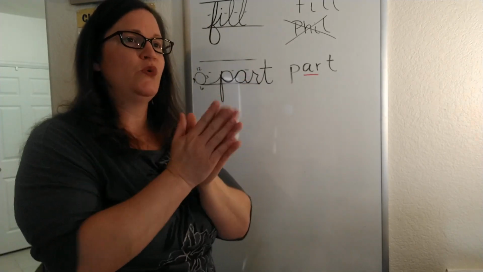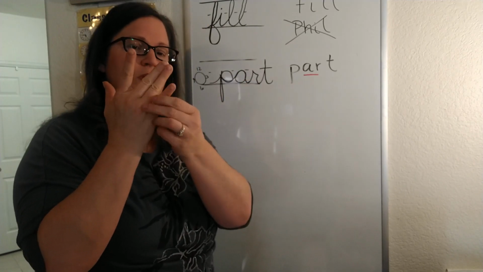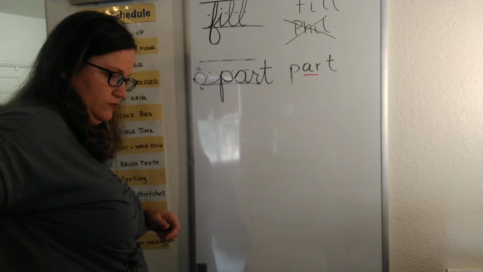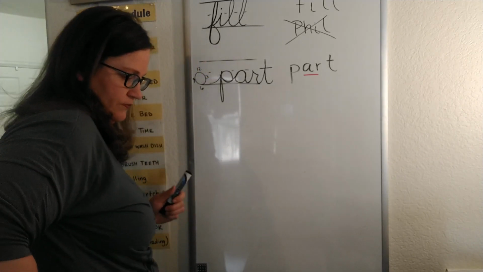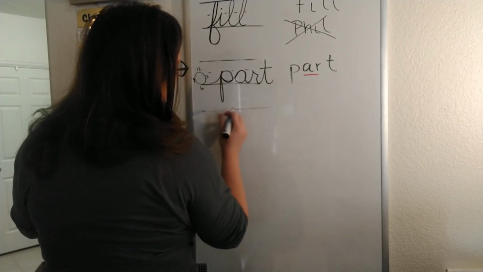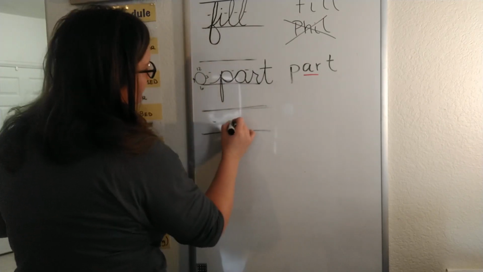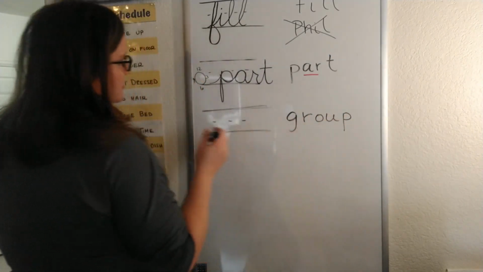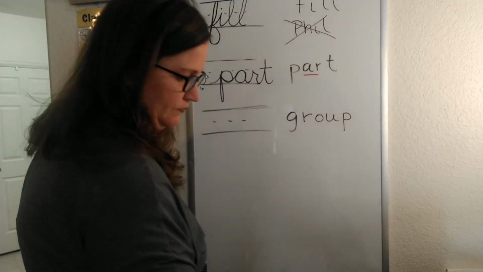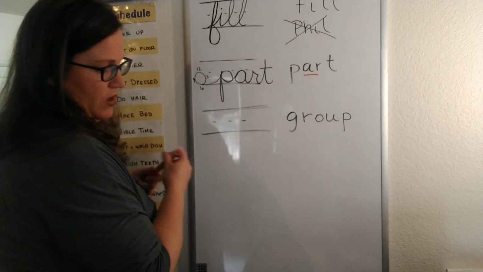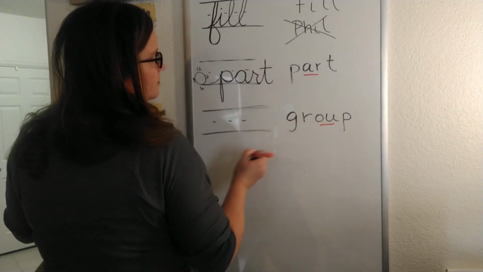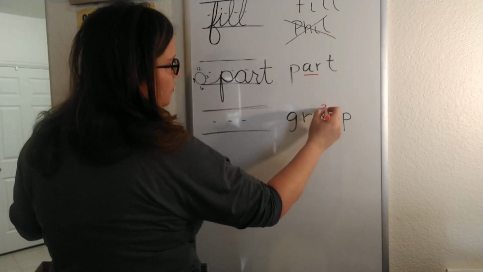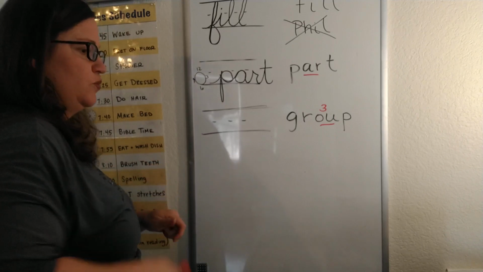Ready? Do it with me. Group. G, r, oop. Say it as you write it. G, r, oop. Spell it for me. G, r, oop. Any markings? Yes. Underline our ooh, and what number? 3. Yep. Number 1 is ow. Number 2 is o. Number 3 is ooh. Number 4 is... So that is the group.